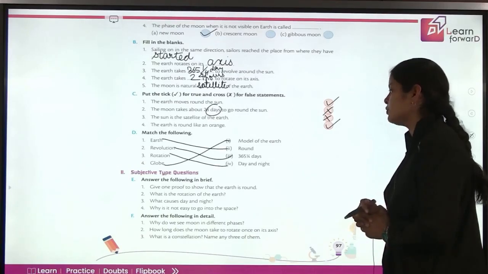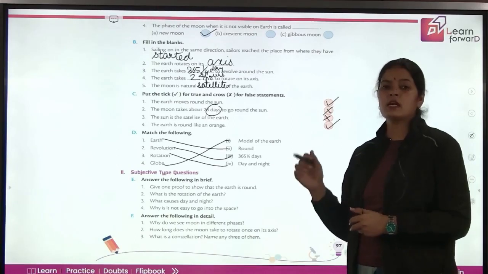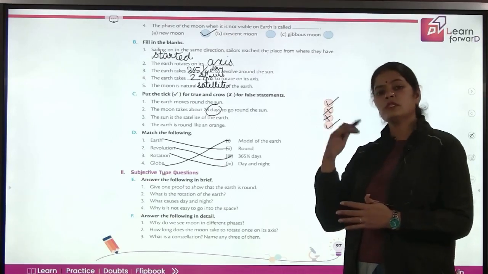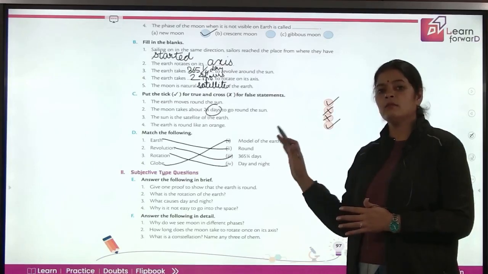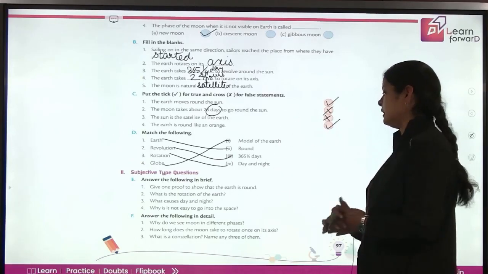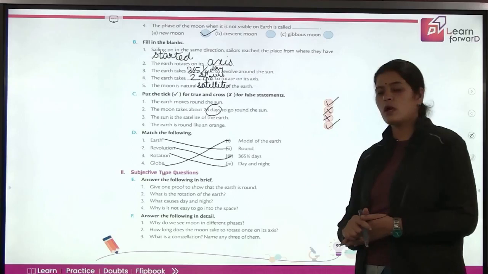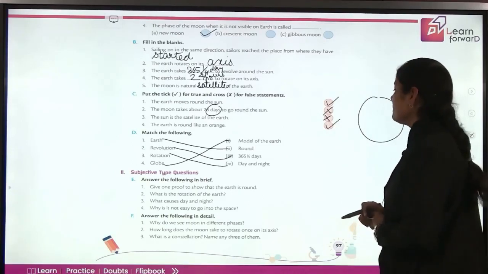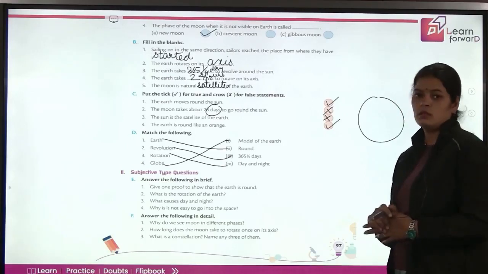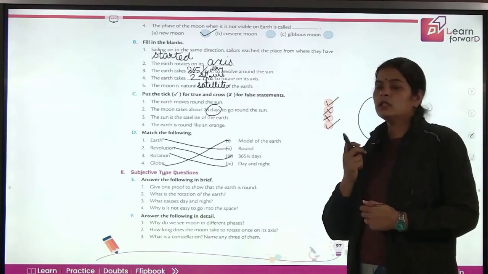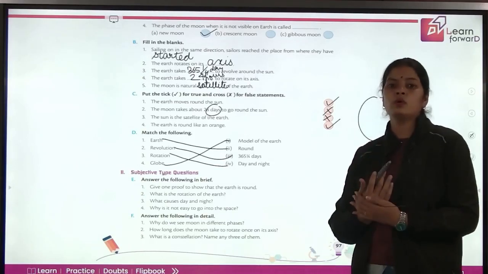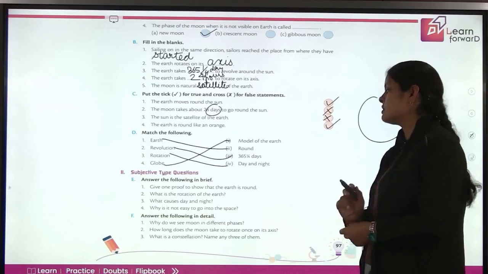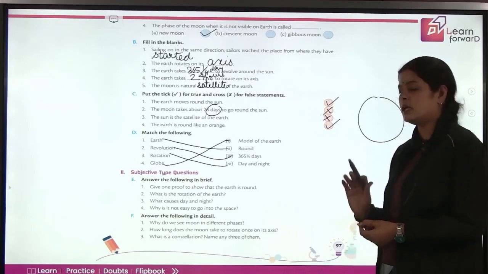Give one proof to show that the earth is round. Sailors started sailing their ship or boats from one point and they just kept on sailing, and after some time they reached the same point where they had started. So this shows that earth is round, because only if a circular path is followed can you reach the same point again. What is rotation of the earth? The earth rotates on its own axis and it happens within 24 hours. What causes day and night? Rotation of earth causes day and night.